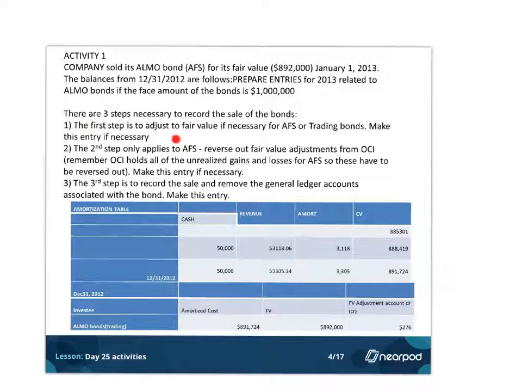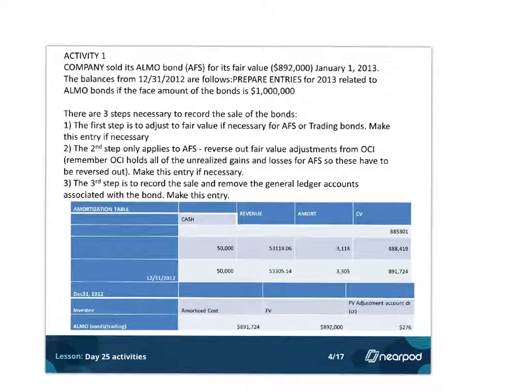We're going to make any adjustment necessary to bring the investment to fair value. The second step only applies to the available for sale because we recorded those unrealized gains and losses in OCI. When we actually sell the investment, we've got to reverse those out of OCI so that all of the gain goes to the income statement, and we don't just leave things in OCI that we don't even have on our books anymore. The third step is to record the sale and remove the general ledger accounts.